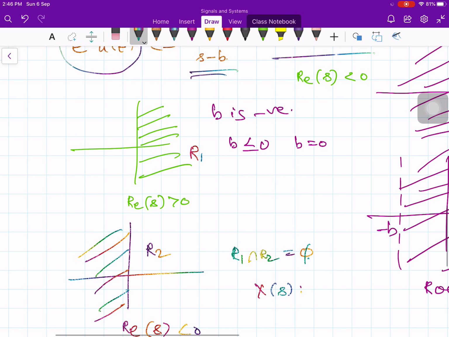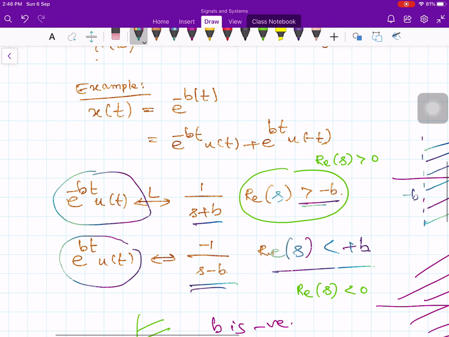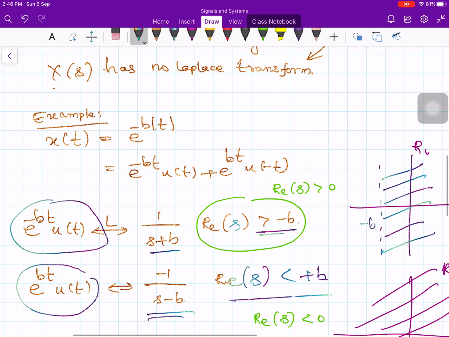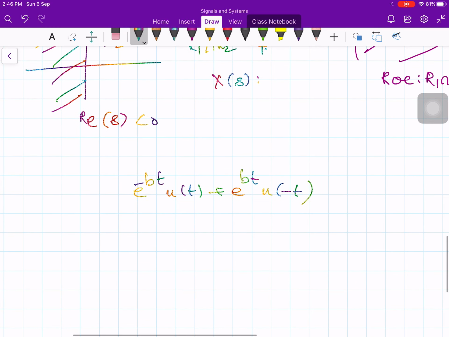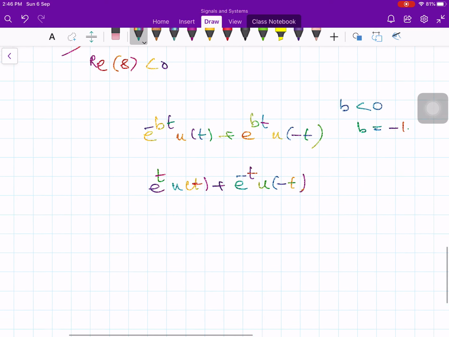Okay, in case you want to try to visualize the signal in the time domain, how does it look if b is less than 0? You have e to the minus bt times u of t plus e to the bt times u of minus t. Now let's say b is less than 0. That means let us assume b is equal to minus 1. Then what will happen? E to the plus t times u of t, plus here e to the minus t, u of minus t. That means what? This is t.